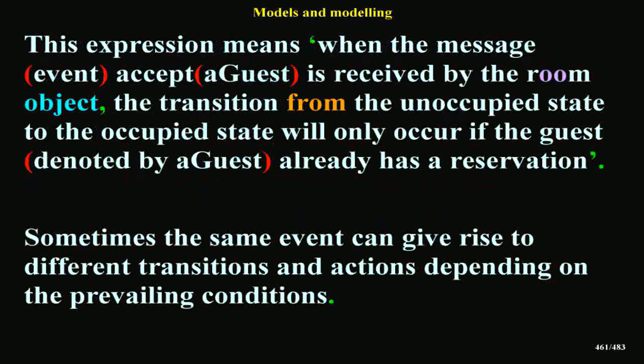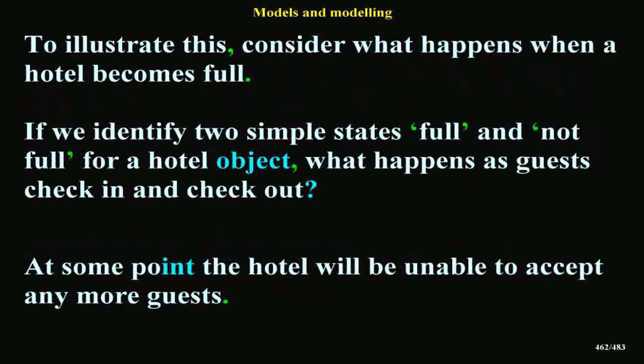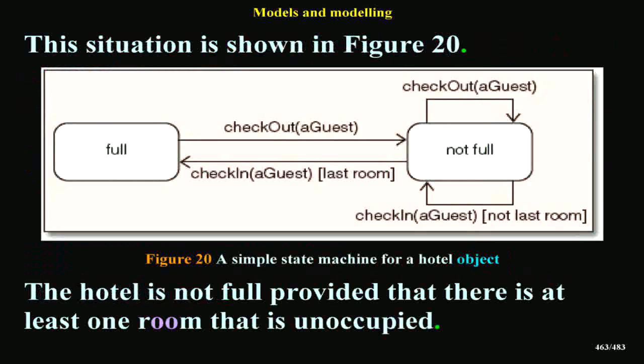This expression means when the message event accept a guest is received by the room object, the transition from the unoccupied state to the occupied state will only occur if the guest denoted by a guest already has a reservation. Sometimes the same event can give rise to different transitions and actions depending on the prevailing conditions. To illustrate this, consider what happens when a hotel becomes full. If we identify two simple states, full and not full, for a hotel object, what happens as guests check in and check out? At some point the hotel will be unable to accept any more guests. The situation is shown in Figure 20. Figure 20, a simple state machine for a hotel object.